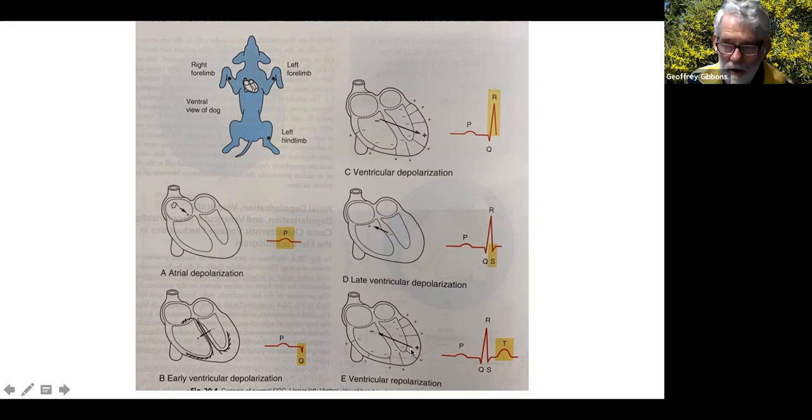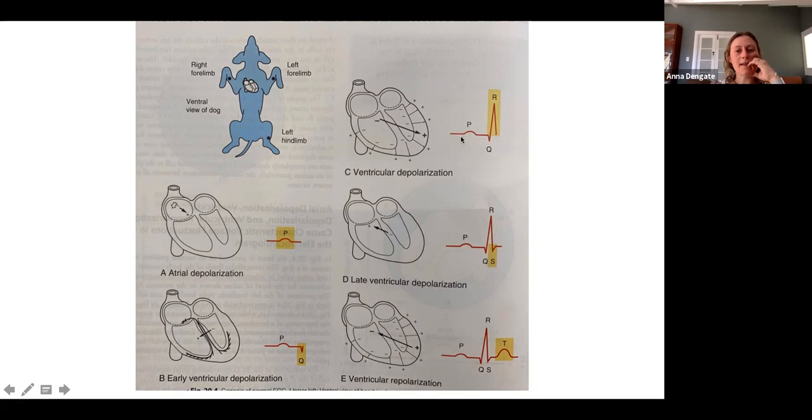I mean, the Q wave's more visible in right heart enlargement. No, I'm not sure why. Let's think about that.